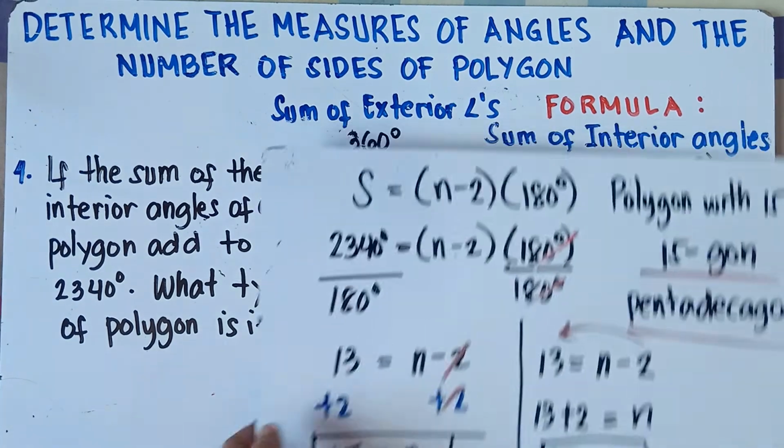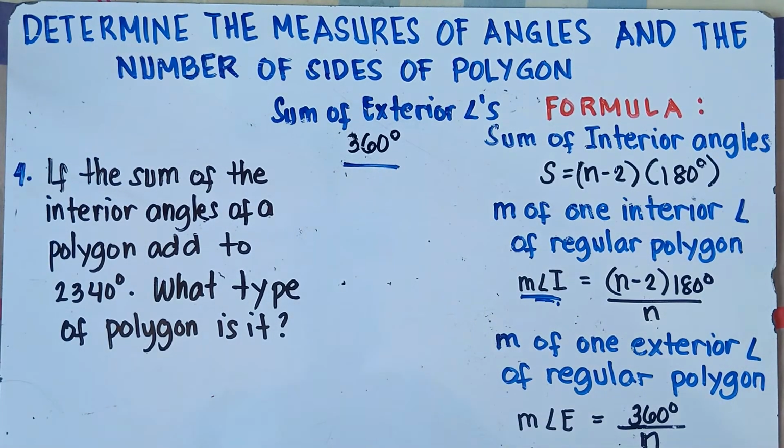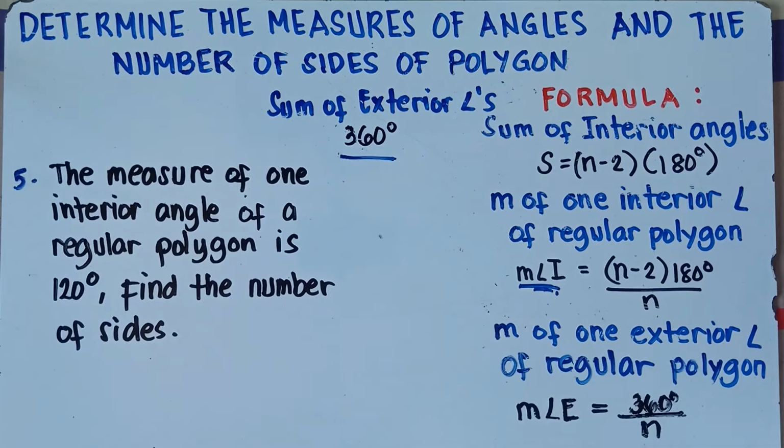So let's have another example, class, in finding the number of sides for you to really understand this one. Let's try two more examples, class. Example number 5. The measure of one interior angle of a regular polygon is 120 degrees. Find the number of sides.